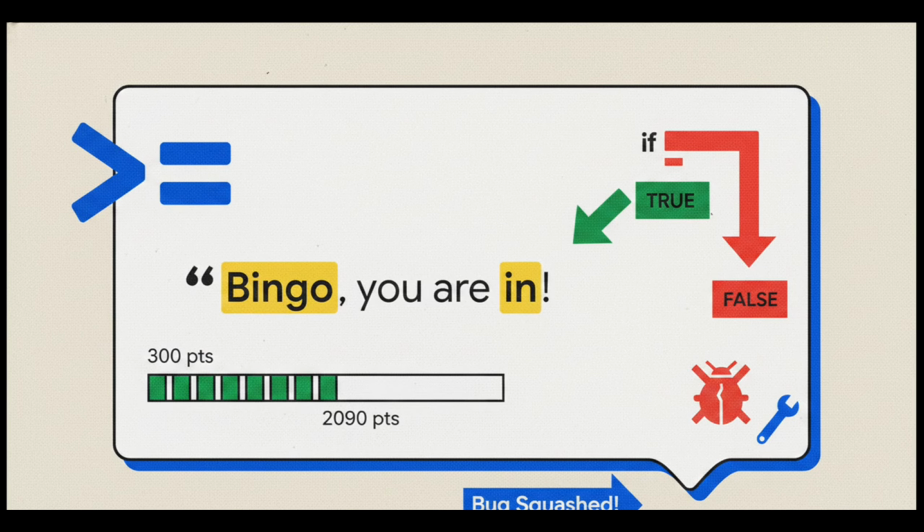We have a VIP threshold of 300 points. A customer checks out with a massive 2090 points. We use the greater than or equal to operator, so is 2090 greater than or equal to 300? True! So the system prints, "Bingo, you are in!" Now, if the condition returned false, the system would jump to the else condition and print, "Oops, you are out."